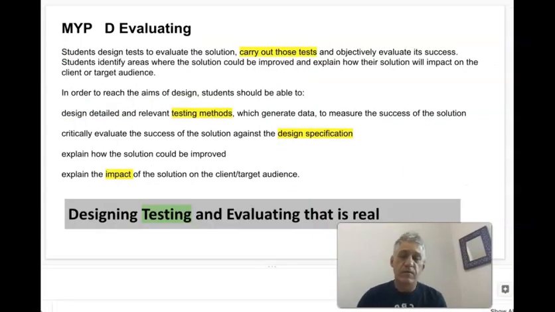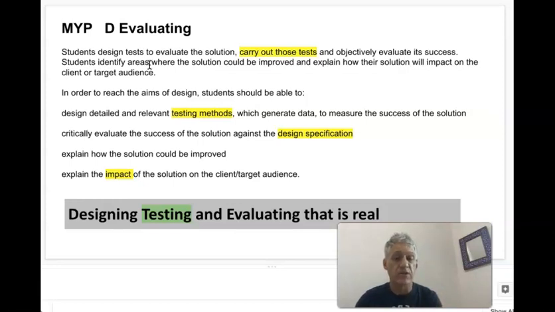So in MYP, for instance, we really need to be concerned, and this mirrors real life as well. We really need to be worried about designing tests, okay? We can't just think, we're going to do this test. We actually need to design the test, and we need to put thought into the design of the test, and then we need to document how we design that test.